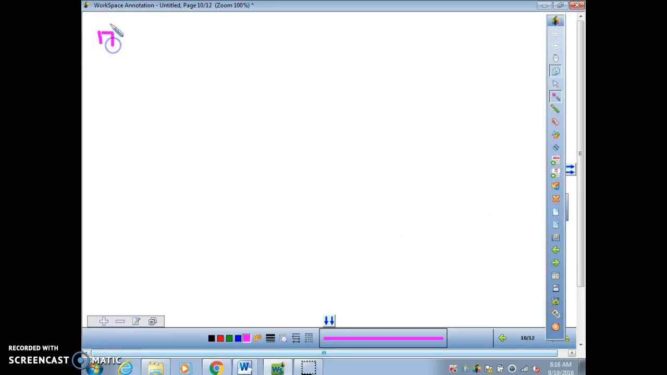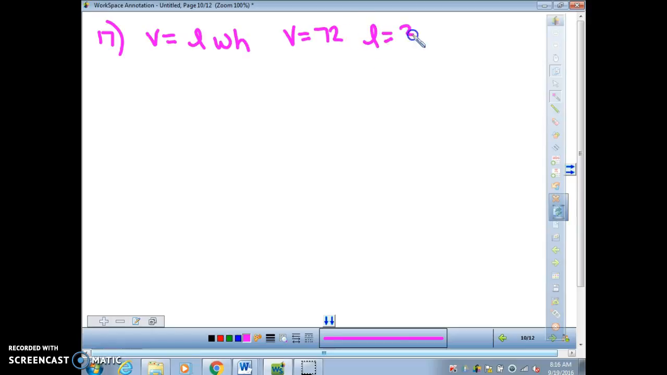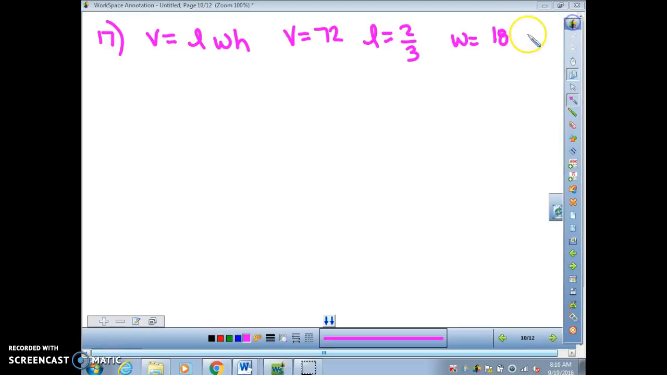Okay, so number 17, we have volume is equal to length times width times height. We're told that the volume is 72, and the length is 2/3, and that the width is 18. So we have to figure out what h is. So we're going to plug everything in here.